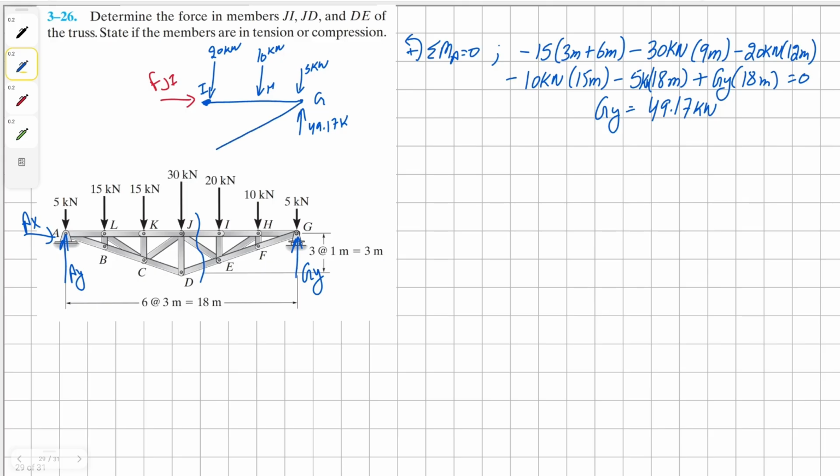Similarly, we're going to have a diagonal member all the way till E, and at E, we're going to have the reaction force from member DE, and another one for member JE, and our imaginary point in this case will be J.